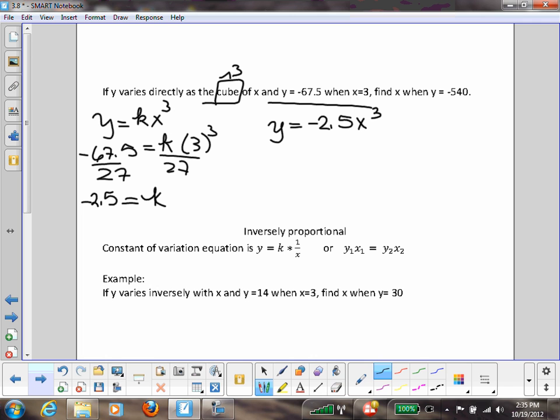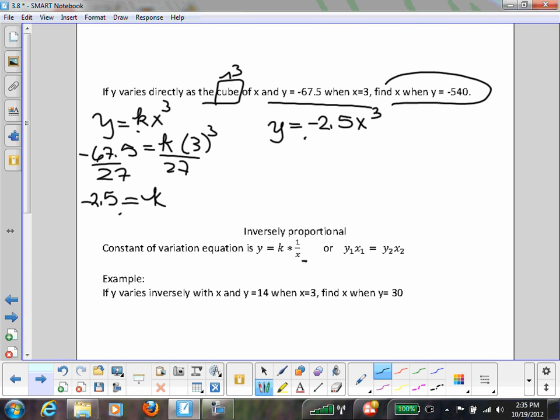Don't be lazy, guys, and not write that equation after you found your constant. I give you points along the way. I give you points for setting it up right. I give you points for giving the constant. I give you points for writing your basic equation, and then I give you points for solving the final part of the problem. Okay? All right.